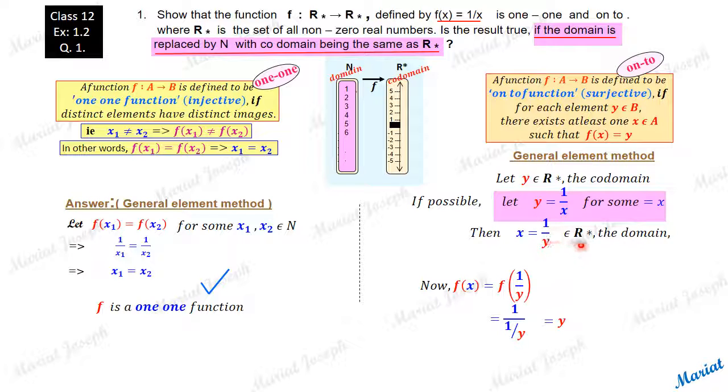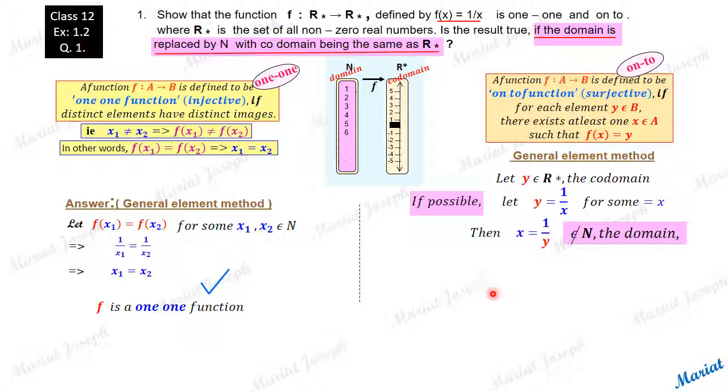1 upon 5 will definitely belong to the set of real numbers or this set R star. But 1 upon 5 is not a natural number. So corresponding to the number 5, we are not finding an x here. So we need to mention that this will not belong to the set of natural numbers. We started with 'if possible, let this be so', and we calculated that x and noticed that it's not possible. Such an x will not belong to the natural number set. So no point in continuing with this part. We conclude that this function is not onto.